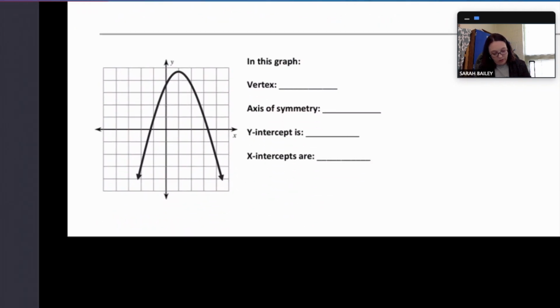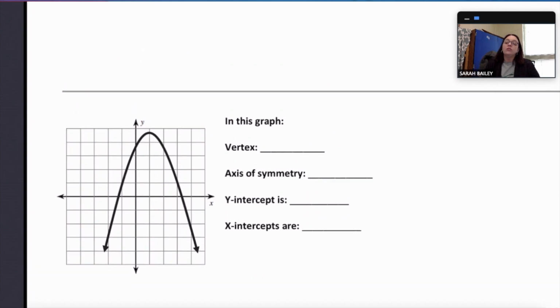Okay, let's look at this graph. This is the graph of a parabola. It is a quadratic function. Let's start off by identifying the vertex. My vertex is going to be right here. So that ordered pair is (1, 4.5).